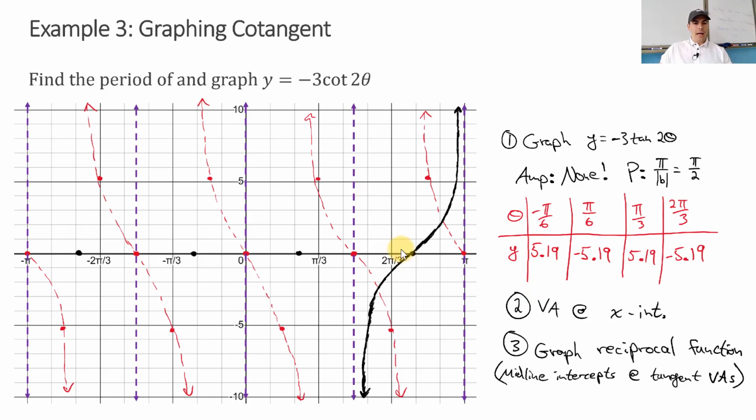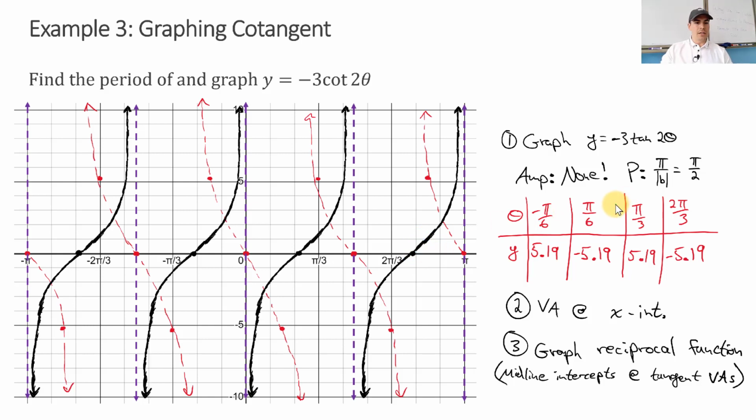Then you can go ahead and graph your reciprocal. So here, as my tangent graph gets closer and closer to 0, that is where my cotangent graph is going off into infinity, in both directions. As tangent gets closer and closer to 0, my cotangent is going off into infinity. And as tangent gets larger and larger, my cotangent is getting smaller and smaller, closer to 0. So then once you have one of those curves, you can go ahead and copy that into each period, and you are done.